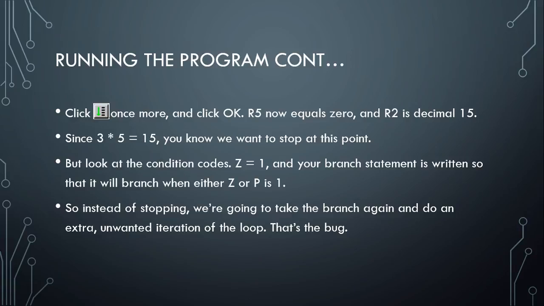So instead of stopping, we're going to end up taking that branch again and do an extra unwanted iteration of the loop. That's the bug, because remember, we got 20 instead of 15. So that right there is our bug in our program. This is an example of a logic error. All right, it was something written wrong with the code. It compiles fine, but there was something written wrong with the code.